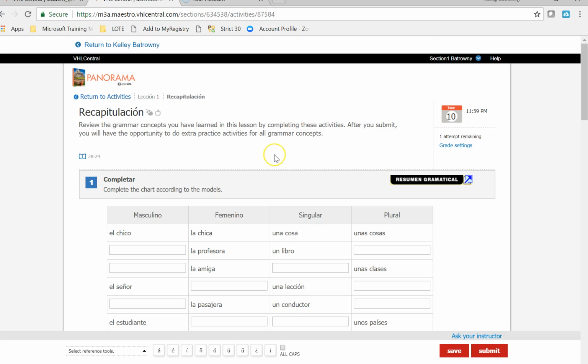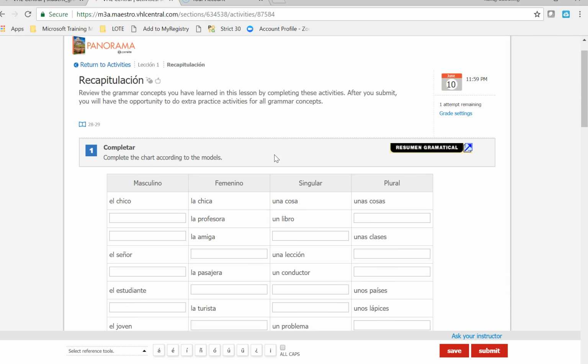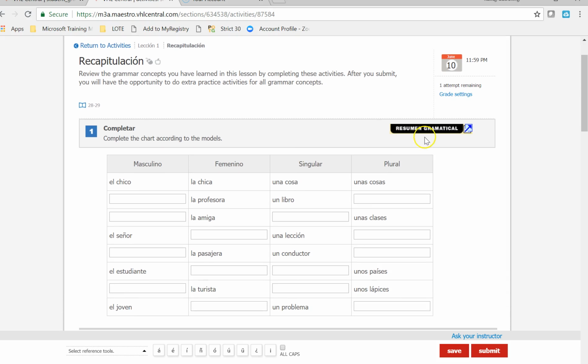So I want to point out that on these summary assignments, whenever you see resumen gramatical, that will give you a shortcut to the point in the book where you can find some help on some of these. So this says completar, complete the chart according to the models.